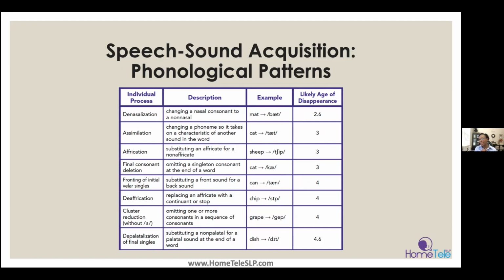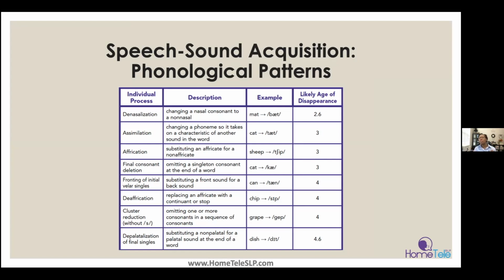And then let's go down to cluster reduction. So you'll see it says without S. So clusters without S, because S blends are later developing. So we're not talking about words like snake, star, spy, swim, really just looking at clusters that are not involving the letter S as the first consonant.